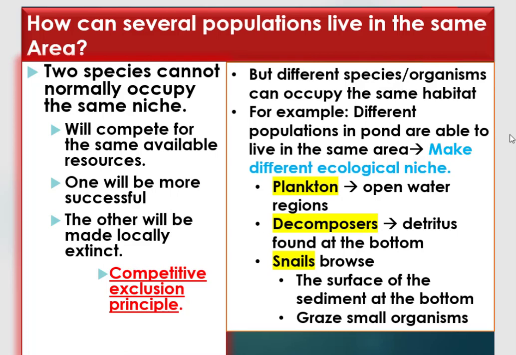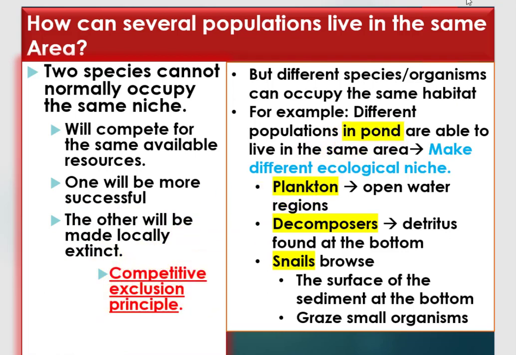How can several populations live in the same area or habitat? As many research shows that two species cannot normally occupy the same niche. If two species are present initially, they will compete for the same available resources in that habitat. One will be more successful and the other will be made locally extinct, what we call competitive exclusion principle.